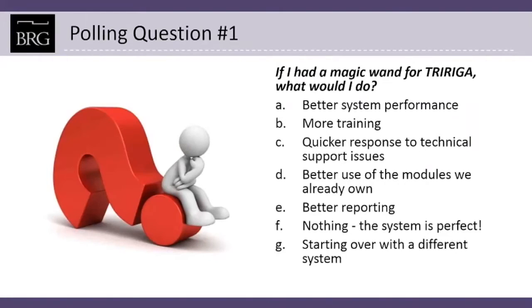So if you had a magic wand for TRIRIGA and had one wish, this is your wish. So wishing for better system performance, wishing there were more training options, quicker response to your technical support issues, making better use of the modules that you already own, better reporting capabilities, or you would do nothing, you would pass on your wish because the system is perfect as it is, or the opposite and potential worst case, you would start over with a different system. So those are your options, and we are dying to hear your answers.